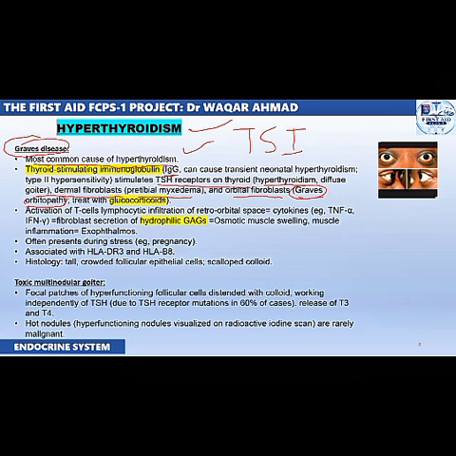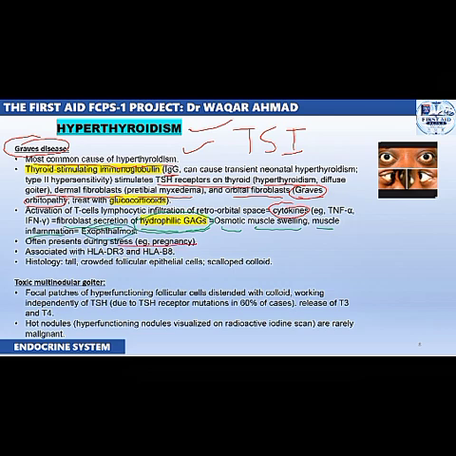What really happens is thyroid stimulating immunoglobulin will lead to activation of T cells and lymphocytic infiltration of the retroorbital space. The T cells will secrete cytokines like TNF alpha and interferon gamma, and they will act on fibroblasts inside the retroorbital space to secrete hydrophilic GAGs, and these are osmotically active substances, so they will lead to osmotic muscle swelling and muscle inflammation within the retroorbital space, leading to exophthalmos.